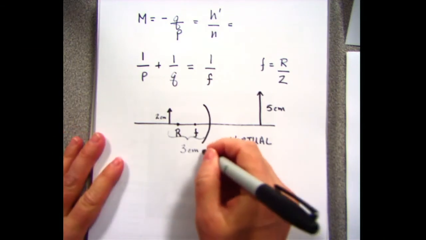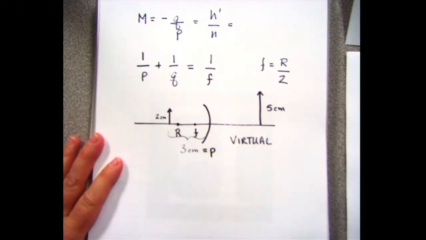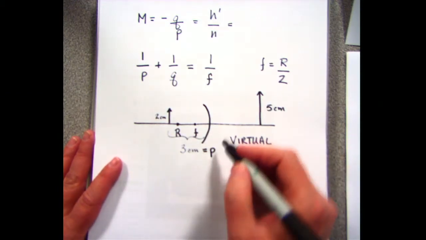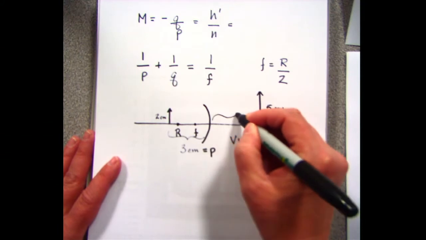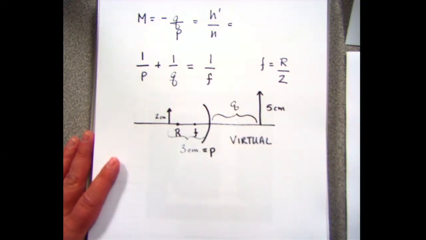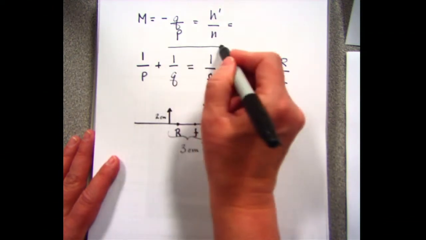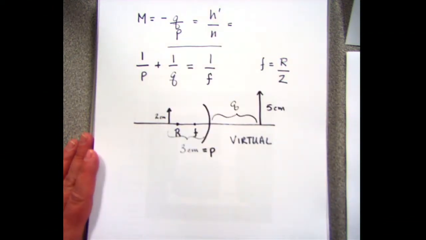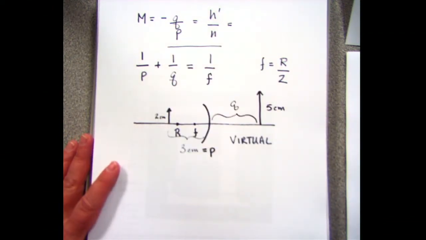All right, that is going to be P. That's where my object is. Okay? So I need to know where Q is. So I'm going to use my magnification equation.